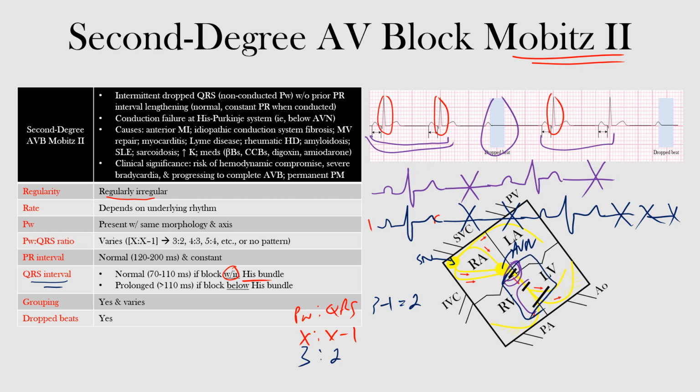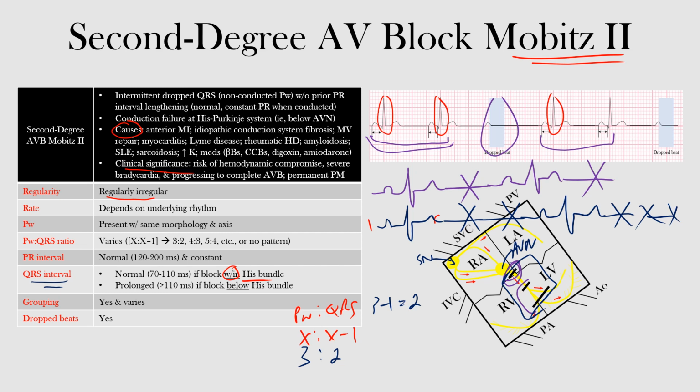It could be at the His bundle, the bundle branches, or the left posterior and anterior fascicle as well as the right bundle branch. So it can include all those. We mentioned a number of causes that are listed here. We also said that this is more clinically significant than Mobitz type 1 because these patients can have hemodynamic instability, they can have severe bradycardia, and this can progress to complete AV block. Most of them need temporary pacing or temporary monitoring, as well as a permanent pacemaker placed in the near future. So that's really important to be aware of.